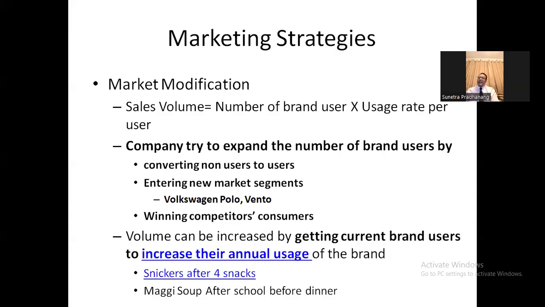So how can we modify the market? We can convert the non-users to users. In the same market, some people are not using it, and we might motivate them to use our products, or enter new segments. We can win the competitors' consumers, or sometimes get the current brand users to use more of our product, increasing the annual usage.